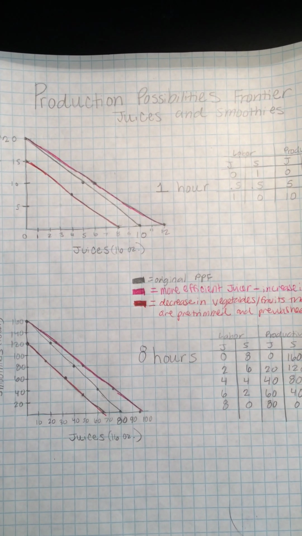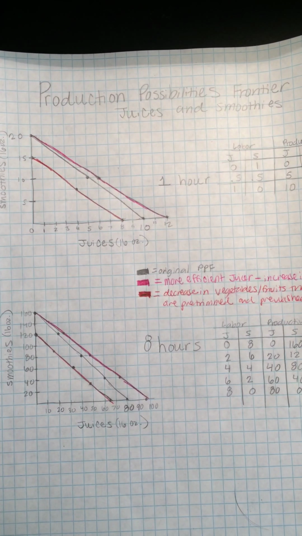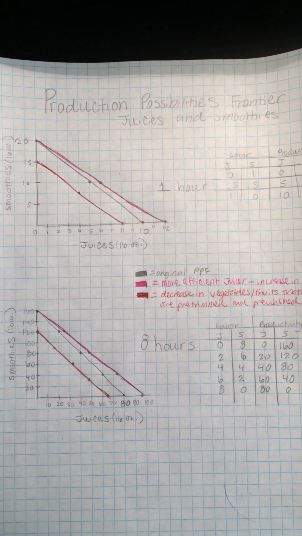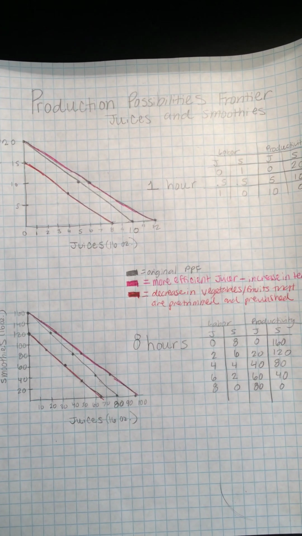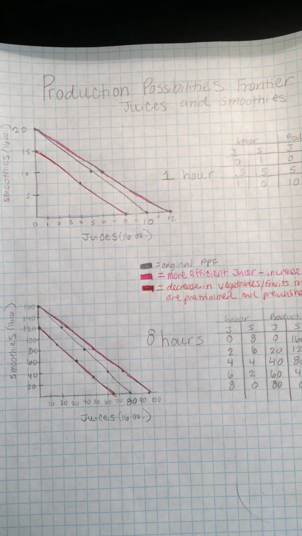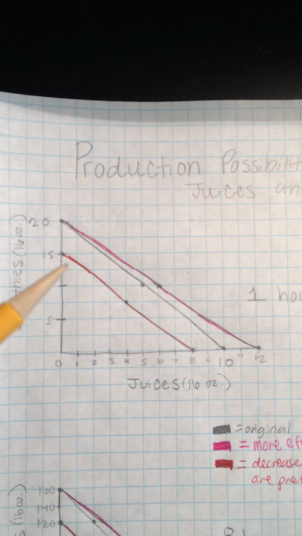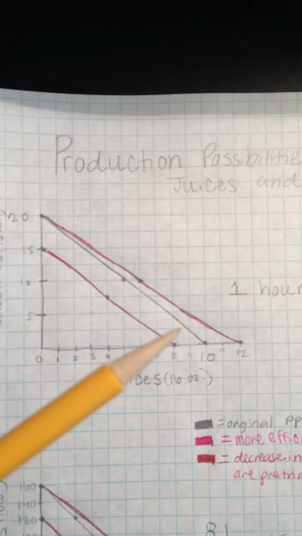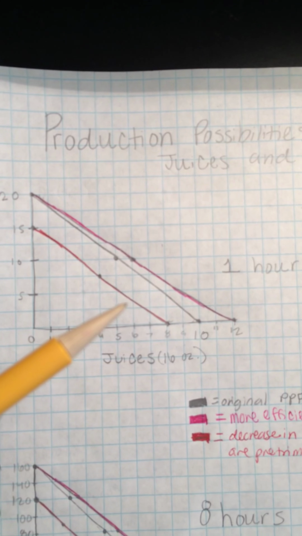Now, I will show you a decrease in resources that will affect both the production of smoothies and juices over the hour and 8-hour time frames. So, with this decrease in resources, we will say that there has been a decrease in vegetables and fruits that are pre-trimmed and pre-washed. So, it will take longer for me to produce both of these products. So, over the hour time frame, now I'm only able to produce 15 smoothies and 8 juices. And this shifts my original production possibilities frontier to the left to this red line.